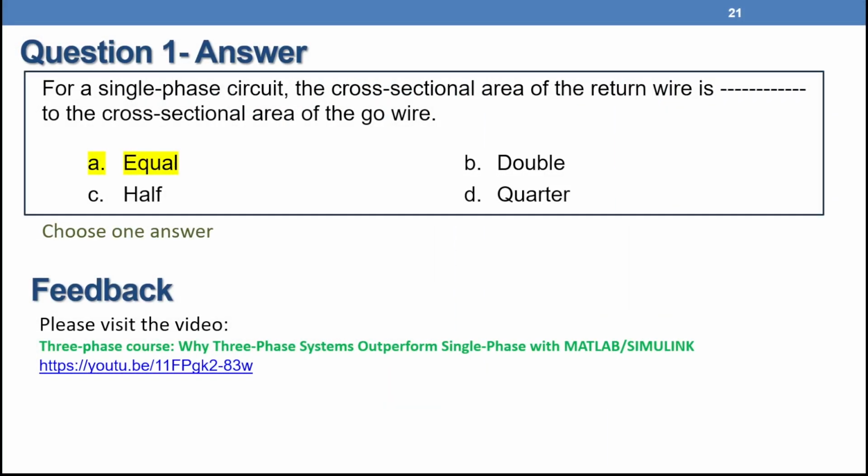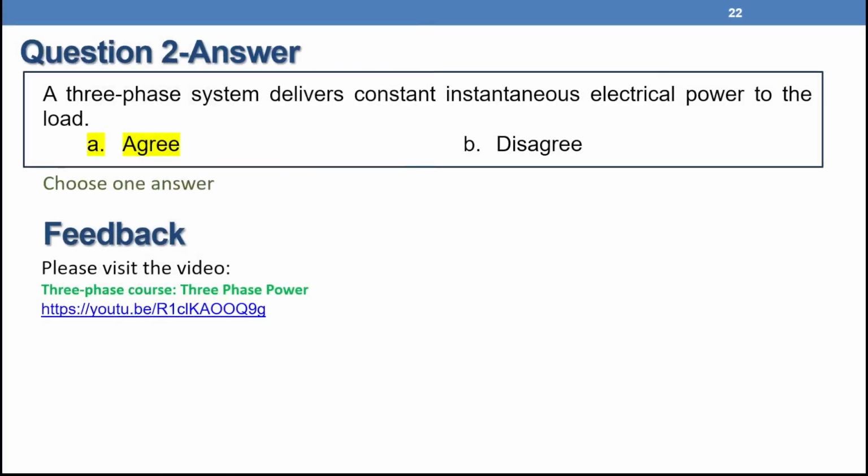Question number 1. For a single-phase circuit, the cross-sectional area of the return wire is equal to the cross-sectional area of the go wire. So you can visit the video Why Three-Phase Systems Outperform Single-Phase with MATLAB and SIMULINK. Question number 2. Three-phase system delivers constant instantaneous electrical power to the load. Definitely agree. We proved that one mathematically. So you can visit the video Three-Phase course, Three-Phase Power.